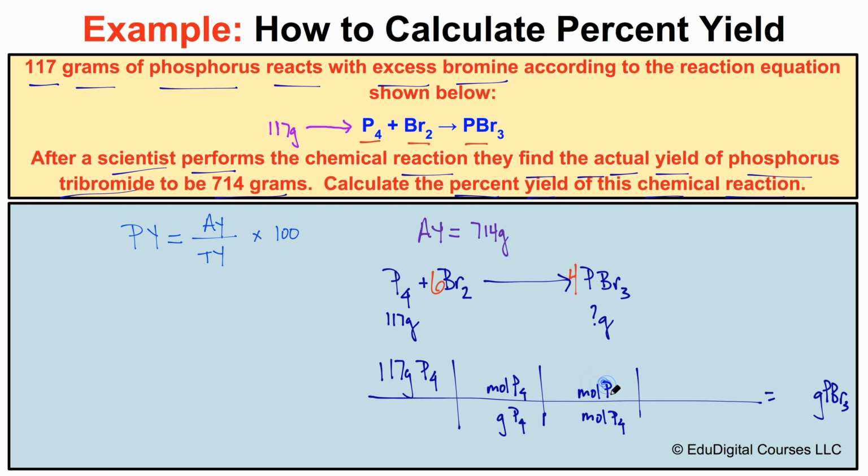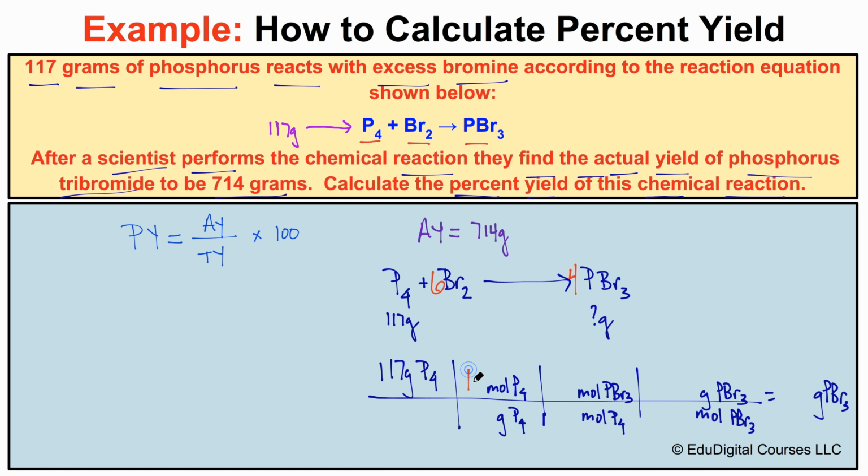So we'll put that at the top. We're then going to cancel out moles of PBr3 and figure out the number of grams of PBr3. And so now, what's going to go in these empty spaces right here? Well, we have to figure out the molar mass of P4.